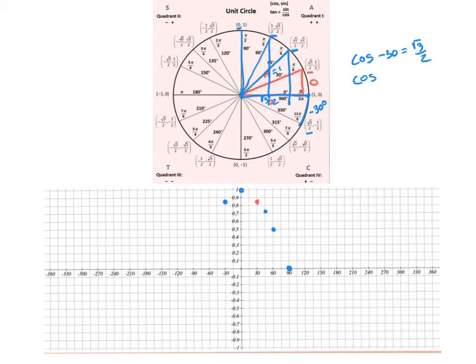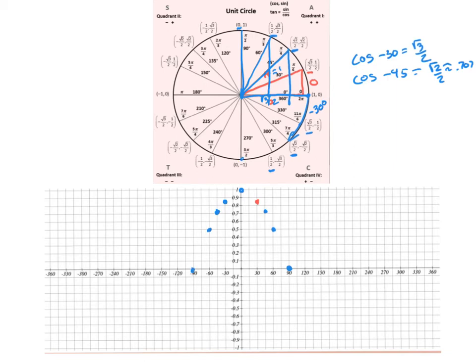And the cosine of negative 45 is equal to, going further down my unit circle, the x is just the square root of 2 over 2, which again is about 0.707. So we'll plot that one. And then the next one at 60 degrees will be 1/2. And then at negative 90 degrees, that's going to be 0 again.